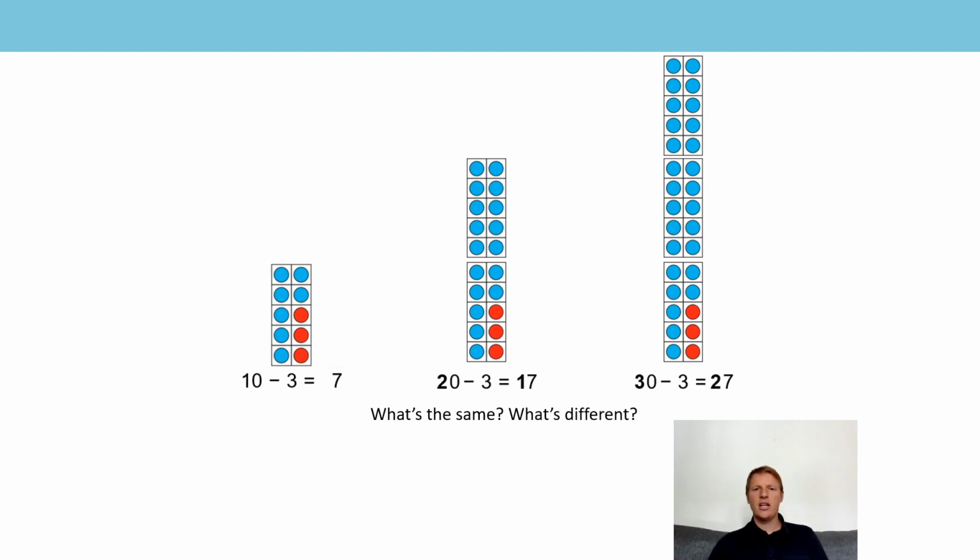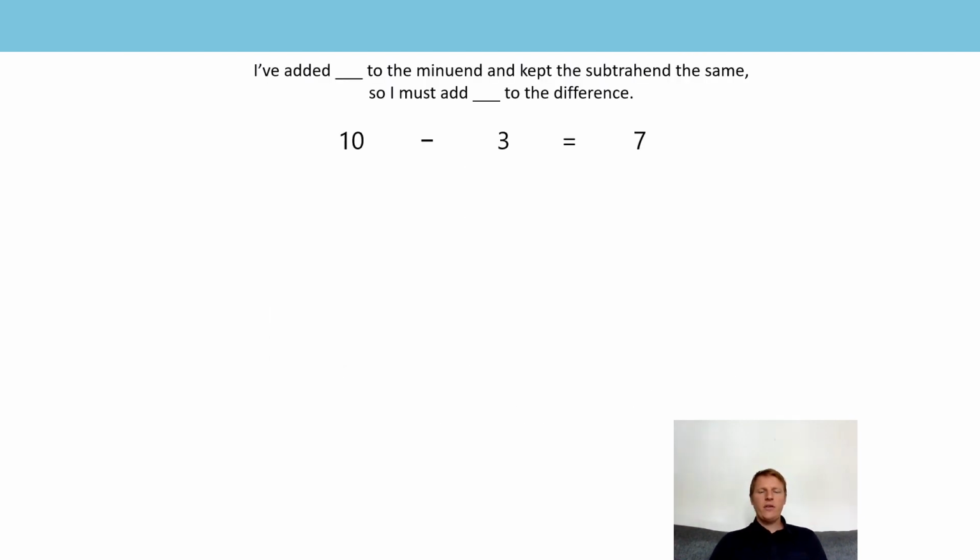Let me show you that in a slightly different way. I've given us a sentence stem that we can use to describe what's happening. It says, I've added to the minuend and kept the subtrahend the same, so I must add to the difference. Can you remember what our next equation was? We added 10 to the minuend, we added 10 to the difference, the subtrahend stayed the same. Our next equation was 20 subtract 3 is equal to 17. So in that first example, I've added 10 to the minuend and kept the subtrahend the same, so I must add 10 to the difference. Can you see that? Great.